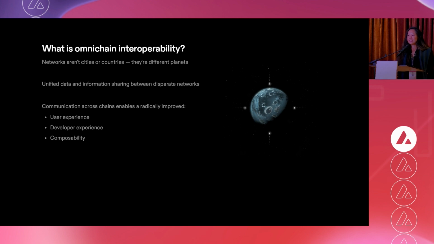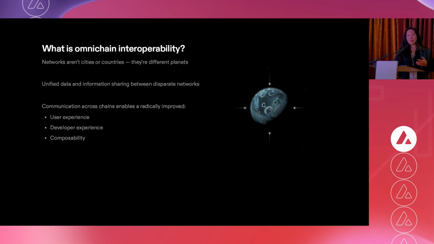So what is Omnichain Interoperability? I'm sure you guys have all heard the phrase multi-chain, omnichain, chain agnostic, cross-chain. What are the differences between all of these? The key idea with interoperability is sharing data and information between disparate networks. And so you hear analogies about different blockchains as being like different cities or different countries. But in reality, a more accurate analogy would be that different chains are like different planets.